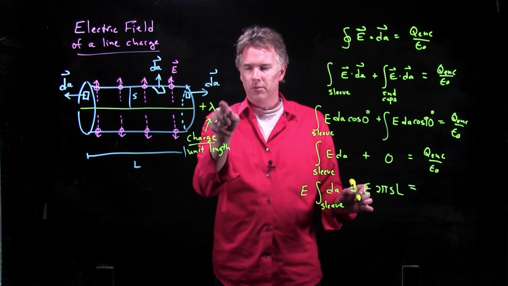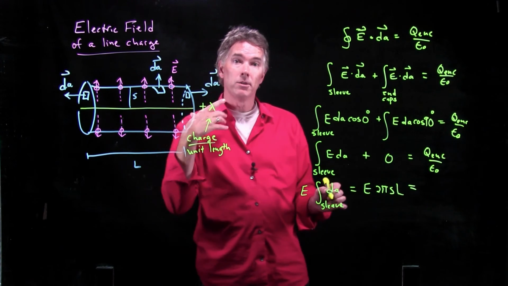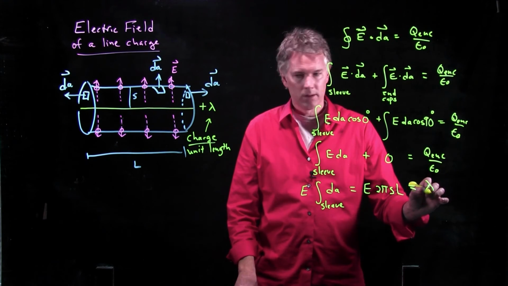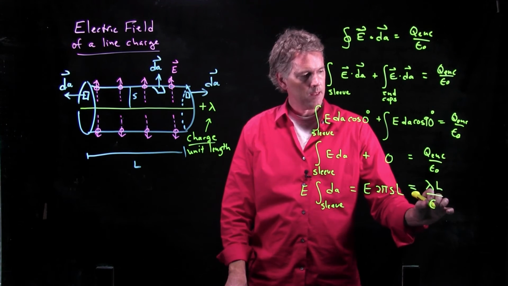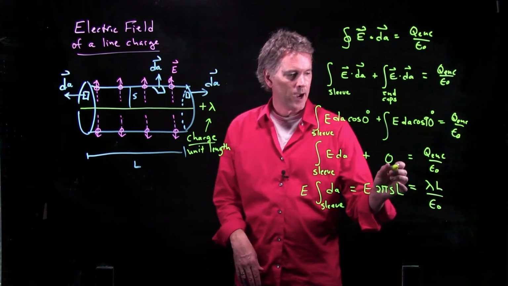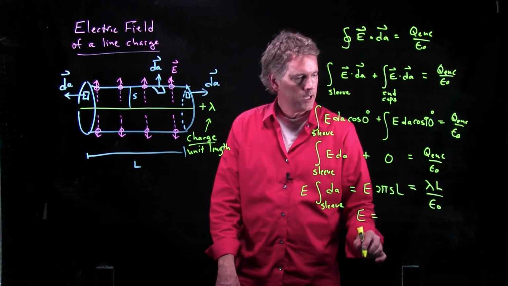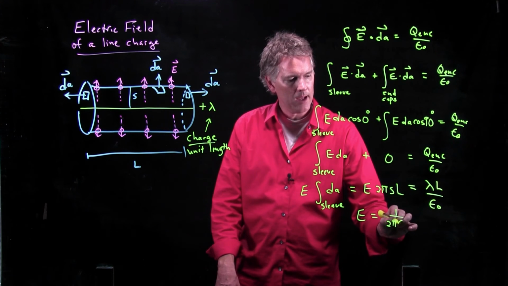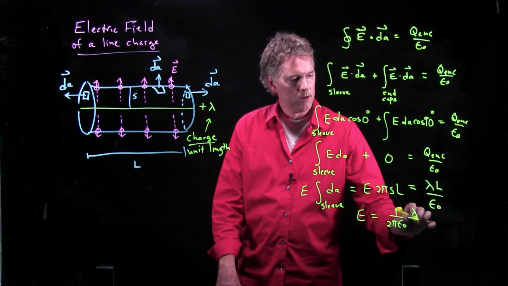All of that has to be equal to Q enclosed over epsilon naught. But Q enclosed is related to this lambda, of course, because this was charge per unit length. So how much total charge is in there? It is just lambda times how long the wire is, L, and then we're still dividing by epsilon naught. And now this is really cool, because the L's cancel out. And look what we get. We get E is equal to 1 over 2 pi epsilon naught times lambda over S.